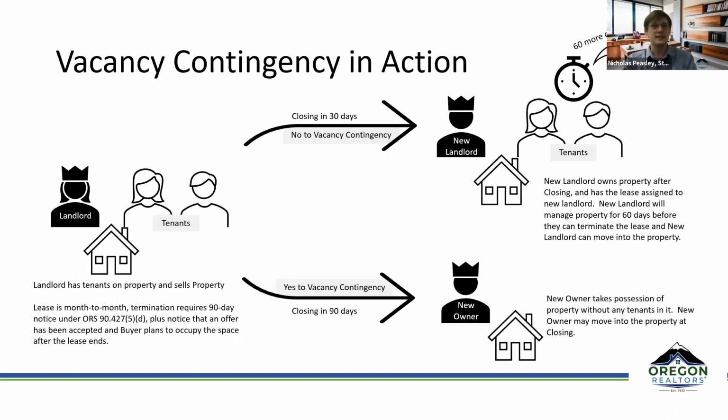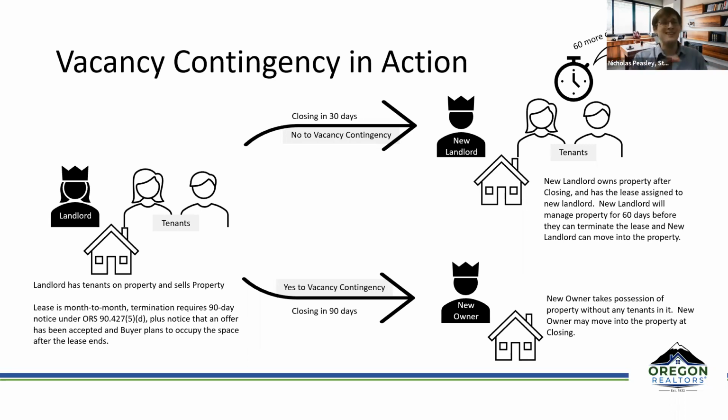Now, when we talk about the vacancy addendum, this is an illustration of the tenancy in action. So, for example, a landlord here has tenants on the property and sells the property to some new person. With these tenants, they have a lease. The lease is a month-to-month tenancy. It's been going for more than a year, so you need 90-day notice under ORS 90.427.5D. That's the one we talked about earlier, where you say, hey, I'm selling the property to somebody new.